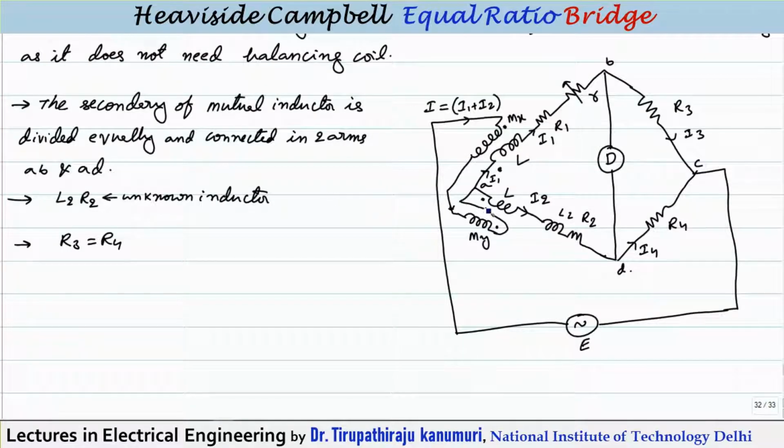You can just try to understand why it is called the equal ratio bridge. In this bridge the value of R3 will be taken as R4. This is the first modification. The second one: the secondary of the standard mutual inductor is connected in such a way that it is divided into two equal parts. That means each secondary will have a self inductance of L, let us assume. One half will be connected in the branch AB and another half will be connected in the branch AD.